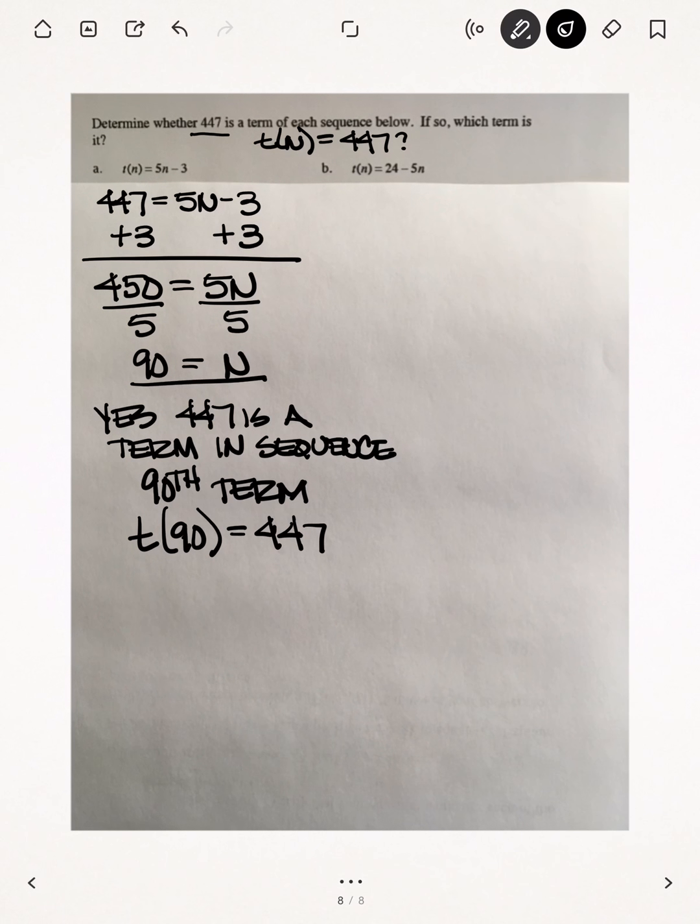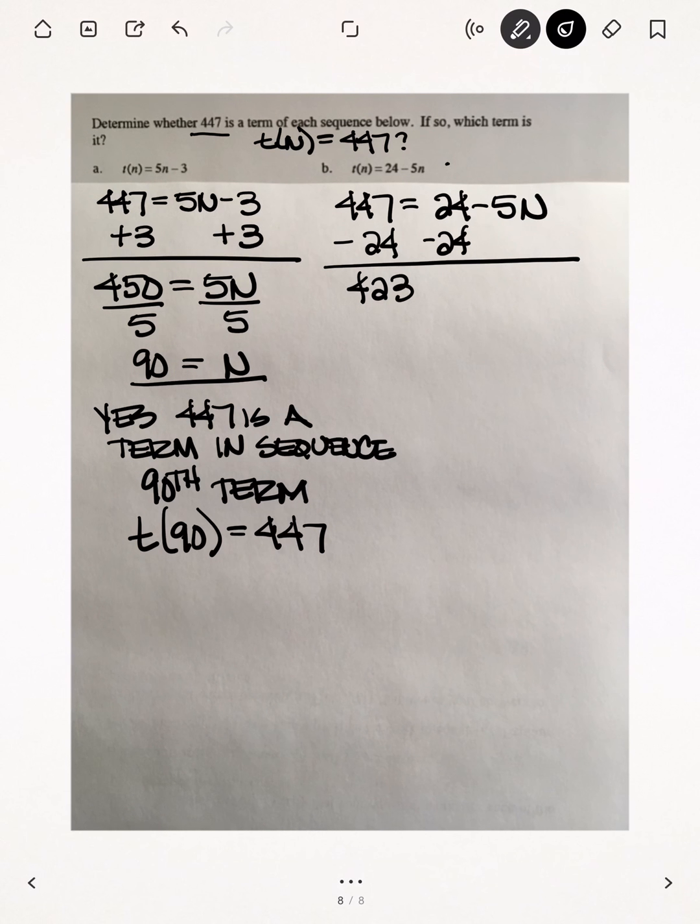Let's do the same thing with this one. Try it again. Is 447 a term in this sequence? So we're going to put 447 in for t of n again, and we're going to solve for n. Subtract 24 from both sides. I'm going to get 423 equals negative 5n. When I divide by negative 5, I get n equals, and when I divide that on my calculator, not only do I get a negative, but I also get a decimal, 84.6.